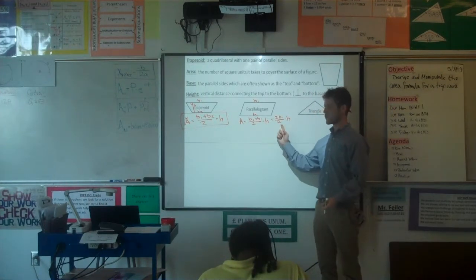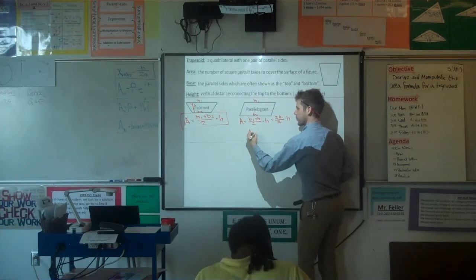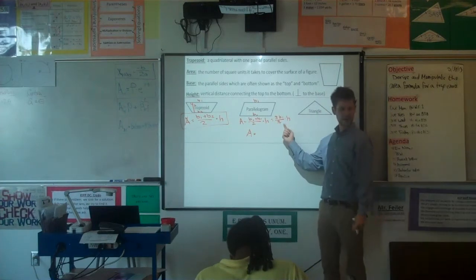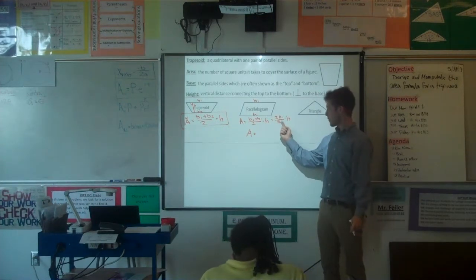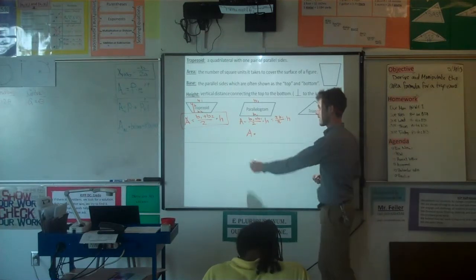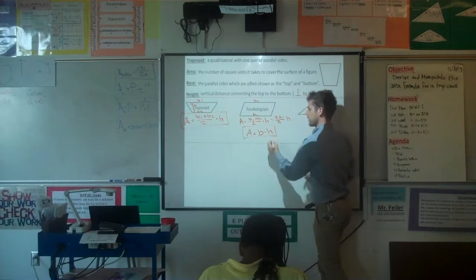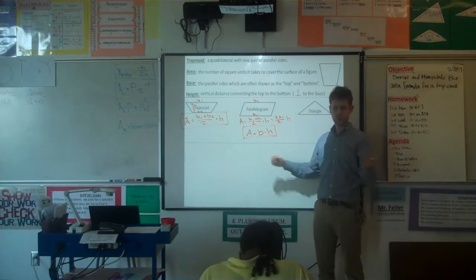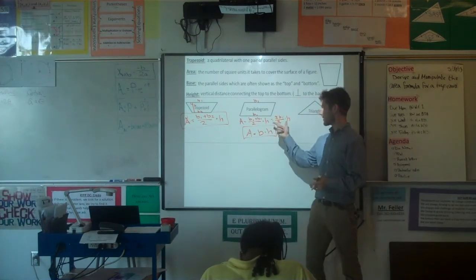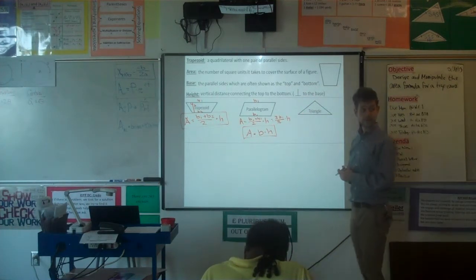Jaquan, what can I cancel right now? The 2's. So, if I wanted to write the shortened form, what does that simplify to? B1 times height. The base, B1 times height. The area equals the base times the height. Does that formula look familiar to you? Yes. This is one that we've worked with before, okay? It's related to the other formula, but it can be simplified, okay?